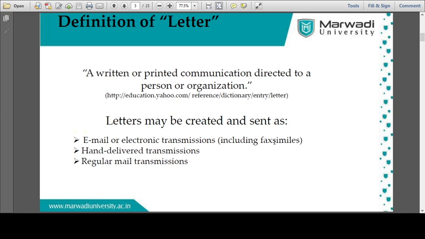A written or printed communication directed to a person or organization is called a letter. A letter may be created and sent as an email or electronic transmission, a hand-delivered transmission, or a regular mail transmission.